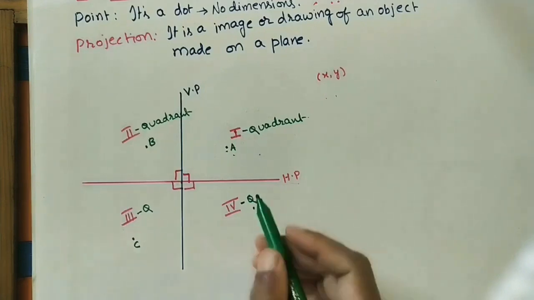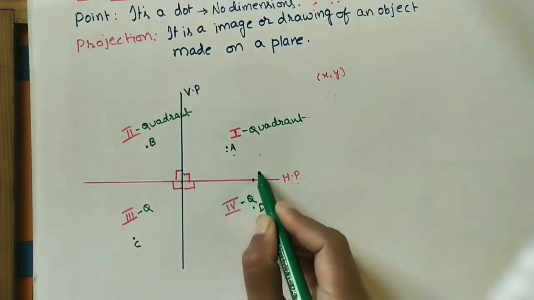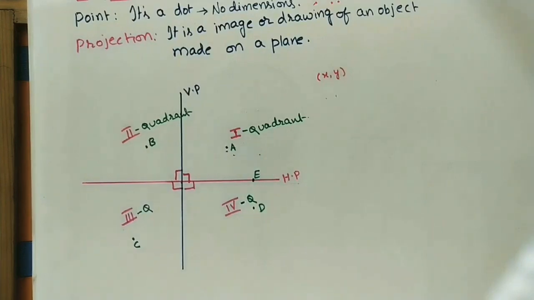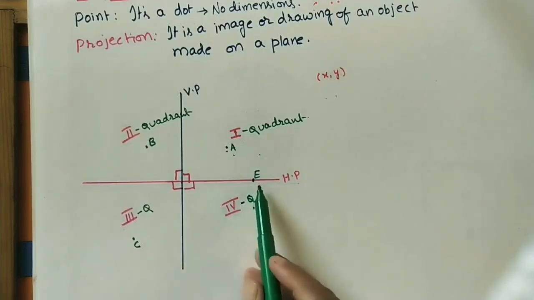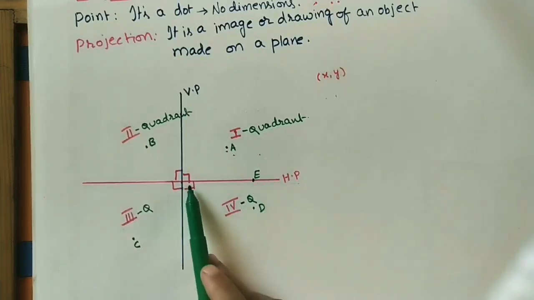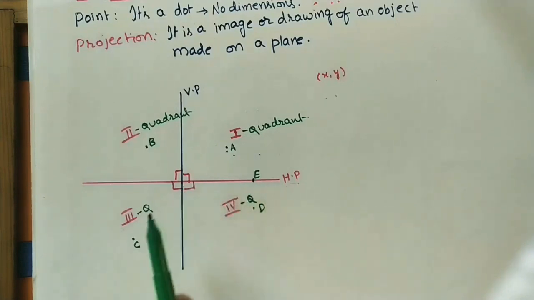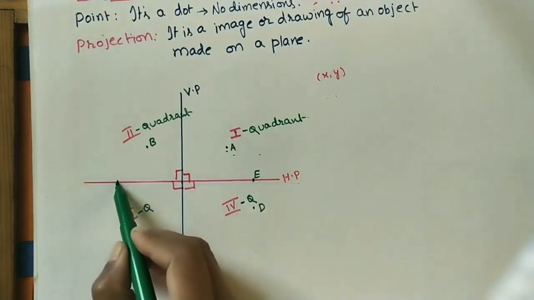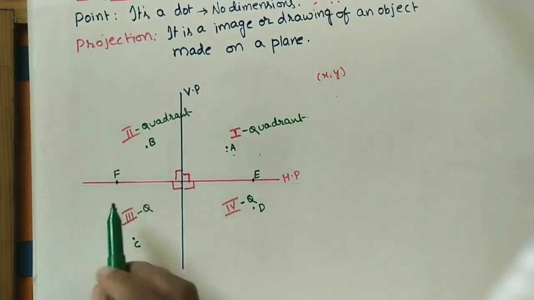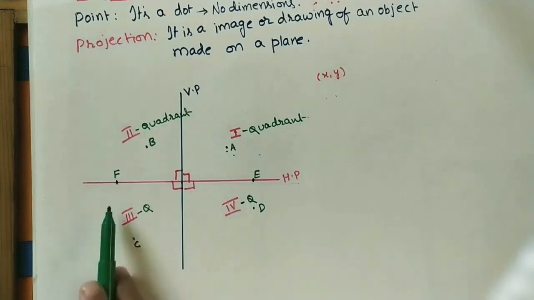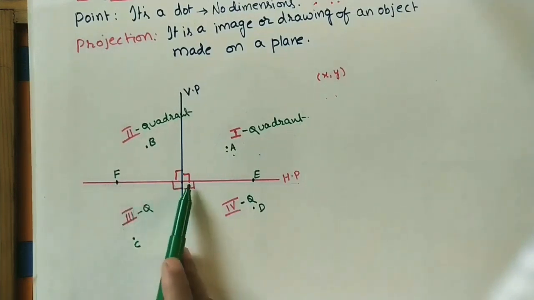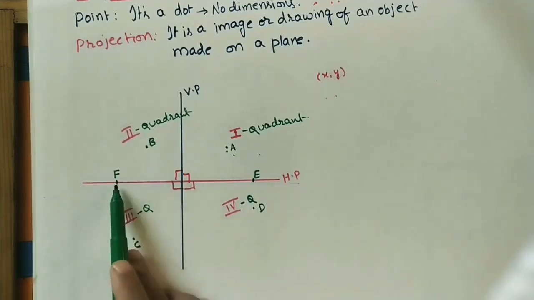Now I am taking one point here. It is point E. How to locate point E? How to give the position of point E? It is on the HP, in front of VP. Let us take one point similar to point E. I am taking point F here. How to locate point F? Point F is on the HP, behind VP.